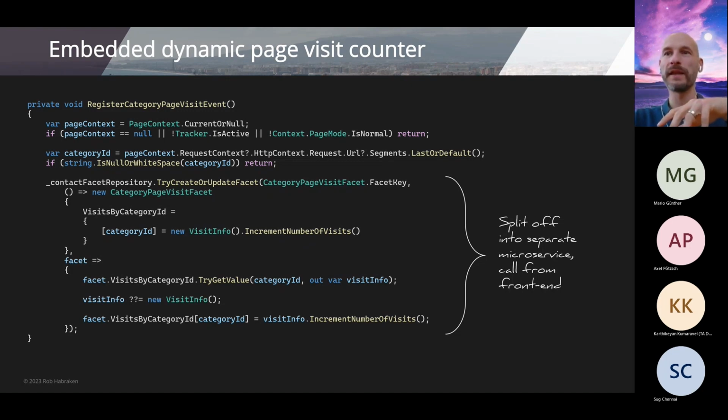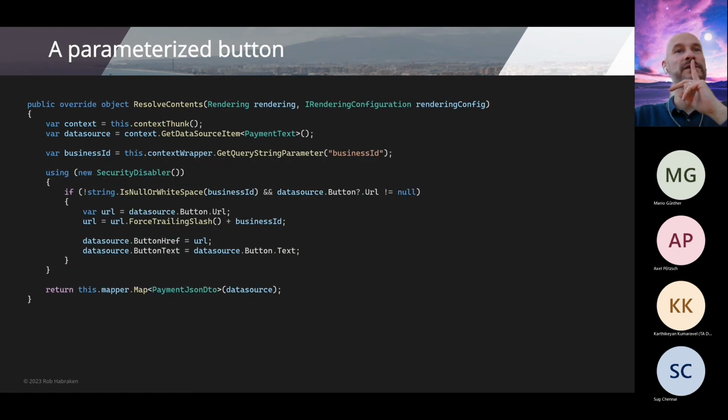So you want to split off this functionality and put it in a separate microservice, probably connecting to CDP or any other analytics tool, and then call that from the front end. This is also a nice one, a content resolver. This is not an explanation on how to do it, just what I encountered. And I found this funny as well, because we're passing a query string parameter with an ID to influence the data we get back from the content resolver, with the button text or URL.